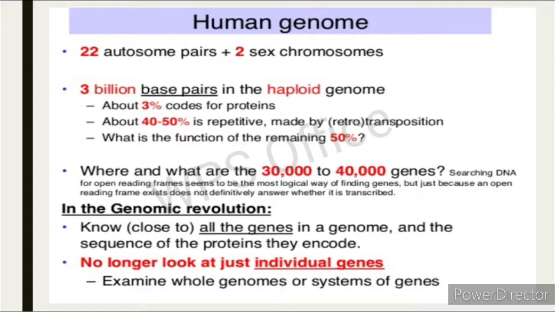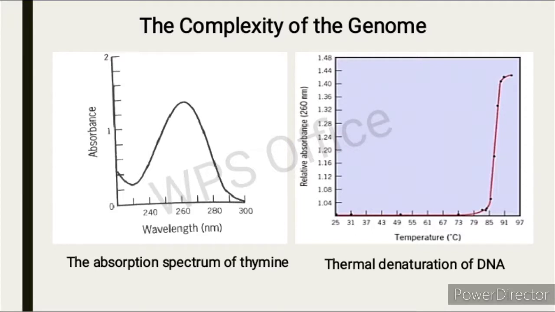We no longer look at just individual genes, but examine whole genomes or systems of genes. This figure shows the absorption spectrum of thymine. All four nucleotides of DNA, and consequently DNA itself, absorb maximally near 260 nanometers. The absorbance at 260 nanometers is generally used to determine nucleic acid concentrations. The ratio of absorbance at 260 over 280 nanometers is one measure of the purity of nucleic acid preparations, because contaminating proteins generally absorb most strongly at 280 nanometers.